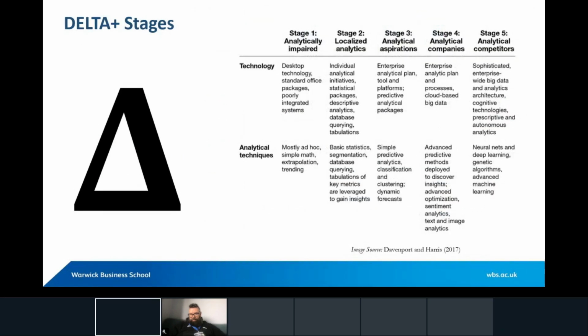And on the next slide, we've got the plus, the TATAR bit, the technology and the analytical techniques. And you can see that there is a description. So if we look at the analytical techniques, we have down here some really basic stuff going all the way up to neural networks, machine learning, etc., the really advanced stuff.